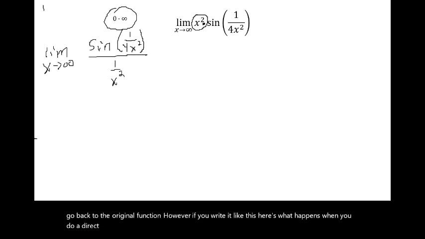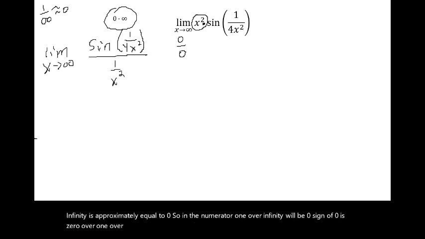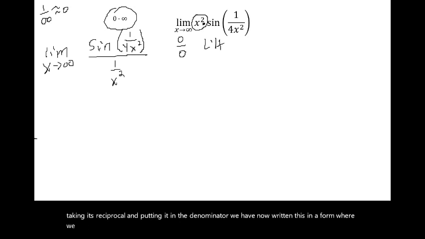Remember that 1 over a really large number, infinity, is approximately equal to 0. So in the numerator, 1 over infinity will be 0. Sine of 0 is 0. Over 1 over infinity, which is approximately 0. So by taking the algebraic part of the product, taking its reciprocal and putting it in the denominator, we have now written this in a form where we can use L'Hopital's rule.